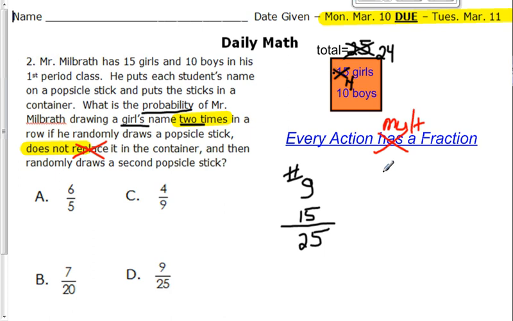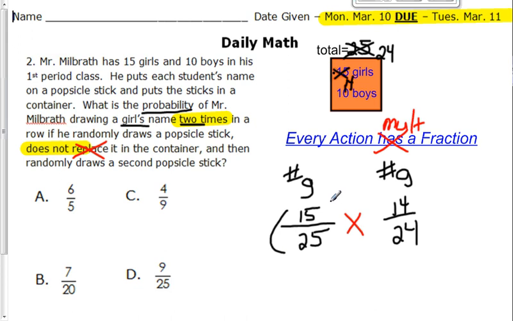So his second action, he wants to know what's the probability of drawing a girl the second time? Well, now there's only 14 girls, 14 girls out of 24 this time. We have to remember every action multiplies a fraction. So I want to multiply. Remember, multiplying fractions makes them big, so I want to see if I can reduce.